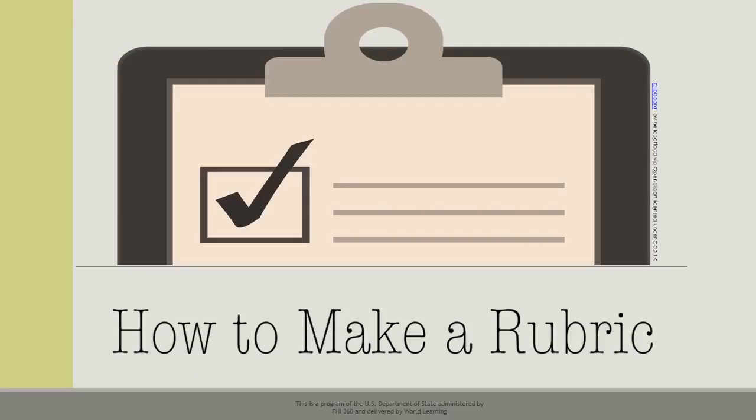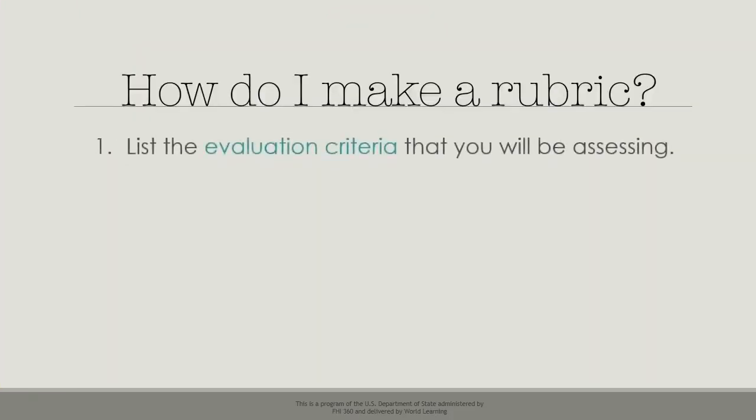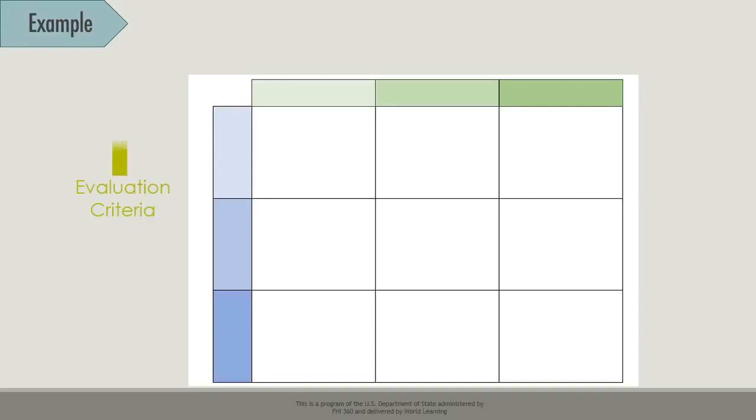Now that we have talked about the basics of rubrics, let's look at how we can make one. In this section, we will look at some examples of rubrics for critical thinking and talk about ways to create your own rubrics. Step 1. List the evaluation criteria that you will be assessing. This rubric is for evaluating critical thinking, and this teacher has chosen to evaluate listening, reflecting, and explaining.